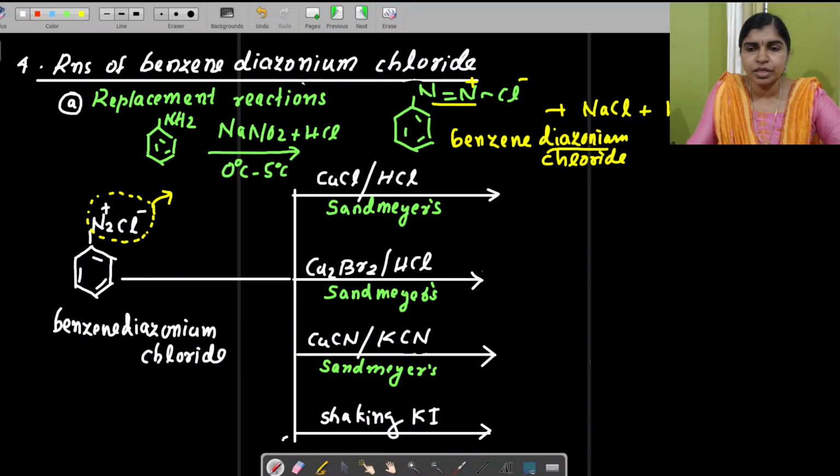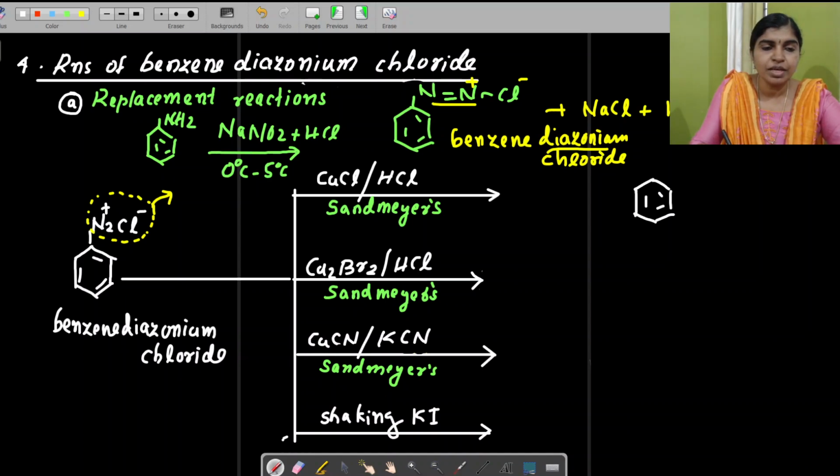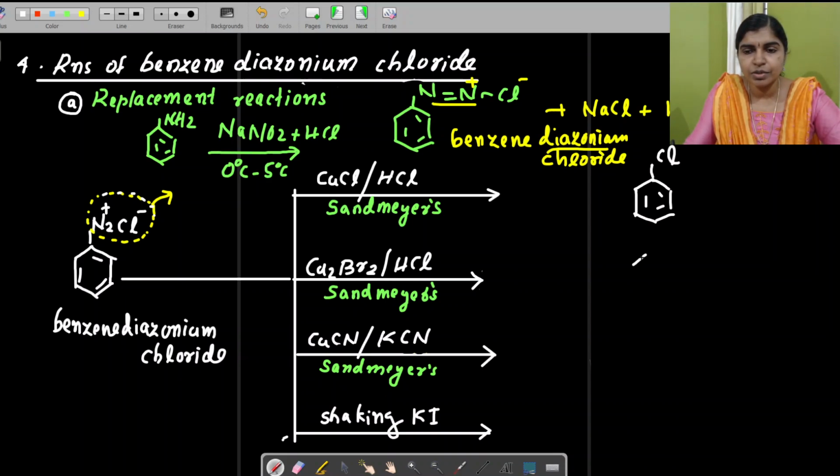What is the product obtained there? You can write the product like this. In the benzene, the N2Cl group is completely replaced, and one chlorine is substituted here. That is chlorobenzene, the product. So when it reacts with cuprous bromide and HBr, you can write the product like this. Instead of N2Cl here, bromine is substituted.